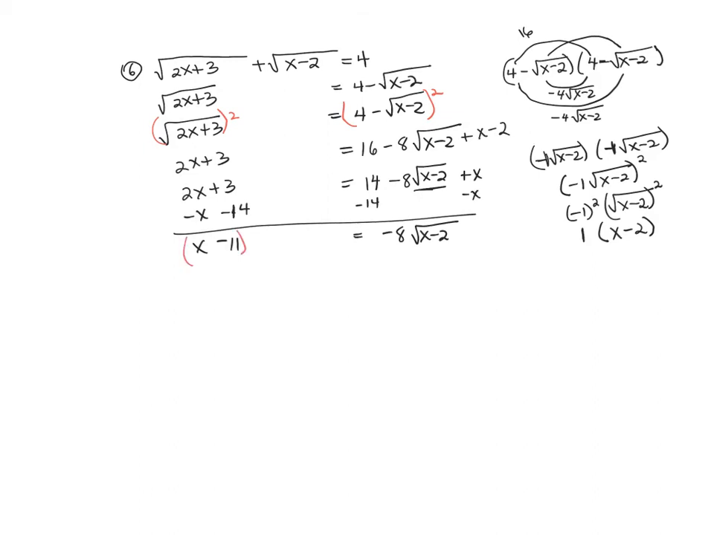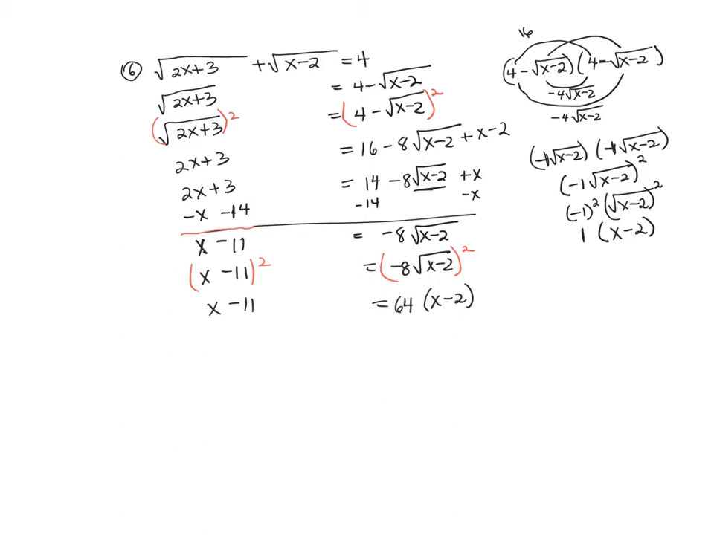Actually, I should make a separate step and follow my own rules, so let's do that. I'm going to rewrite this as x minus 11, rewrite it, square each side, and we get x minus 11 squared equals, and again we have to square each factor inside the parentheses. So we get negative 8 squared, which is 64, and the square root of x minus 2 squared is just x minus 2. And we solve the resulting equation.